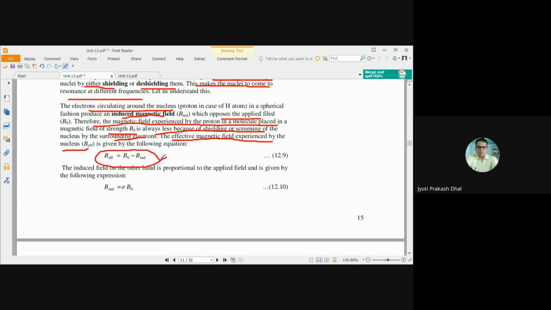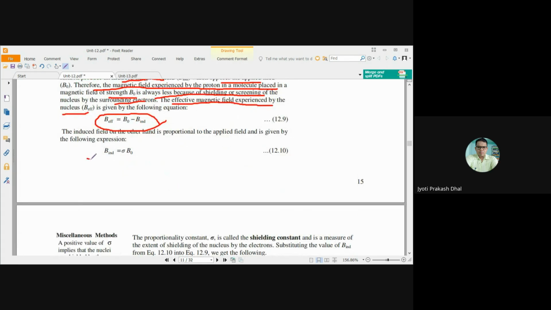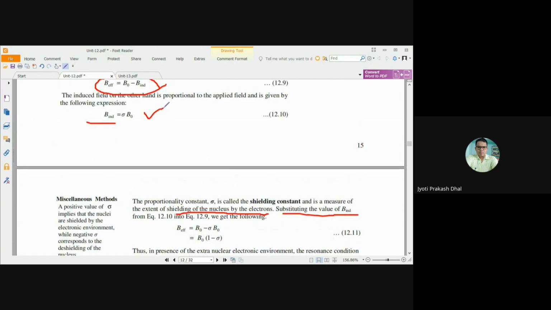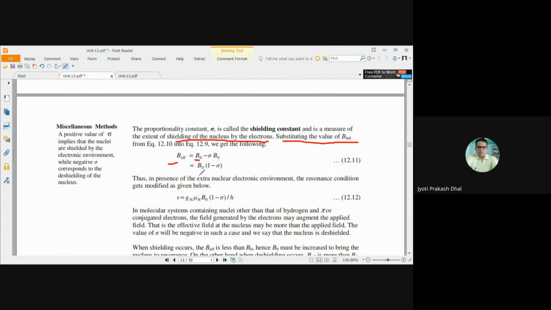In order to find the value of B effective, we should know the value of B induced. B induced is directly proportional to B naught. So B induced equals sigma B naught, where sigma is called the shielding constant, a measure of the extent of shielding of the nucleus by the electrons. Substituting the value of B induced in this equation, B effective equals B naught minus sigma B naught. Taking B naught common, B effective equals B naught into 1 minus sigma.